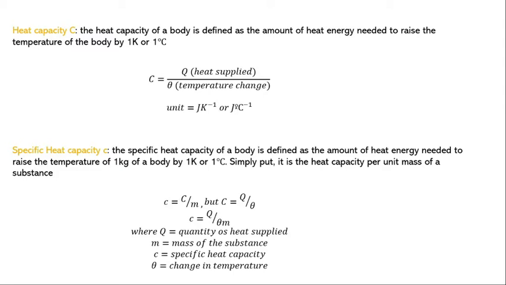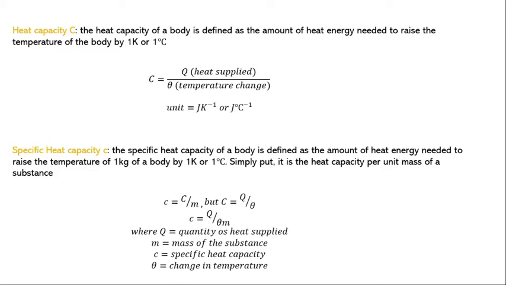Now, we have something else we call the specific heat capacity, denoted by small c. The specific heat capacity of a body is defined as that amount of heat energy needed to raise the temperature of 1 kilogram of the body by 1 Kelvin or 1 degree Celsius.